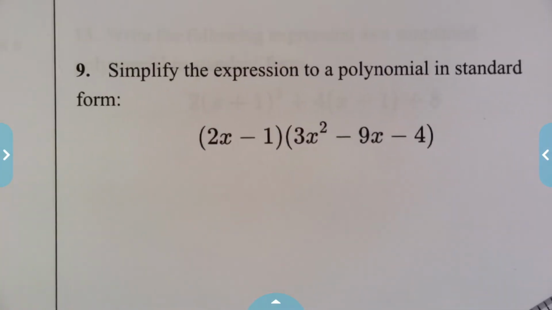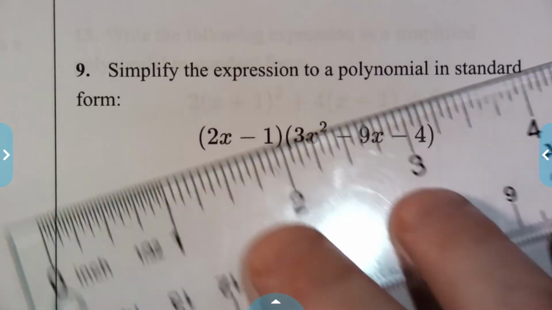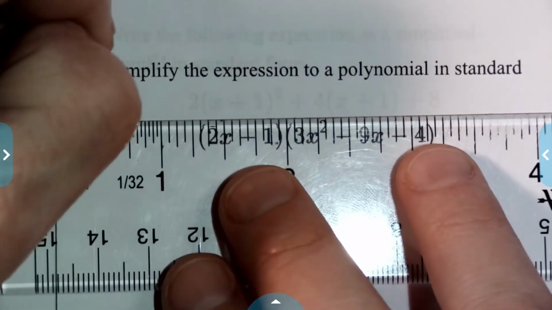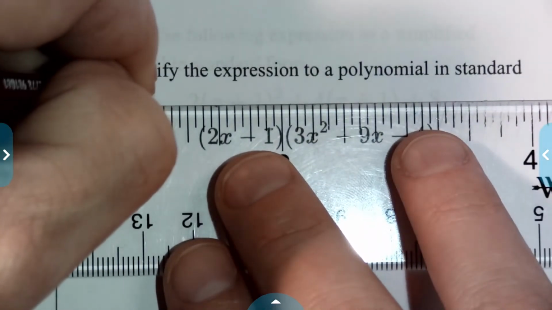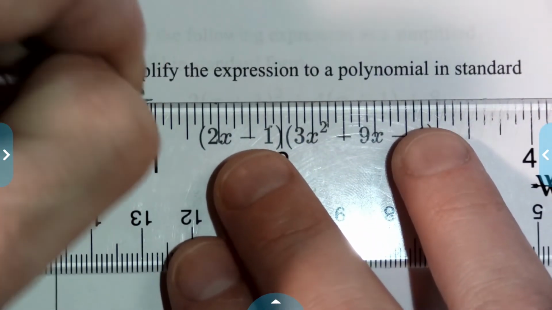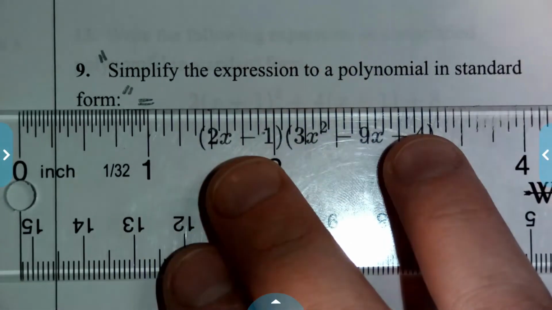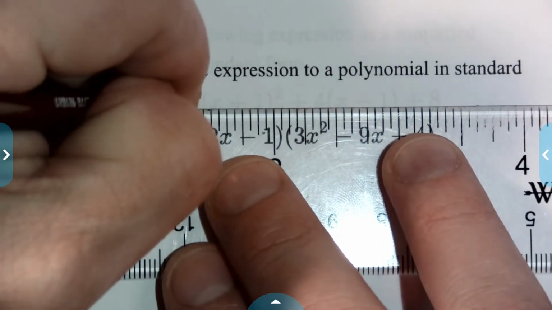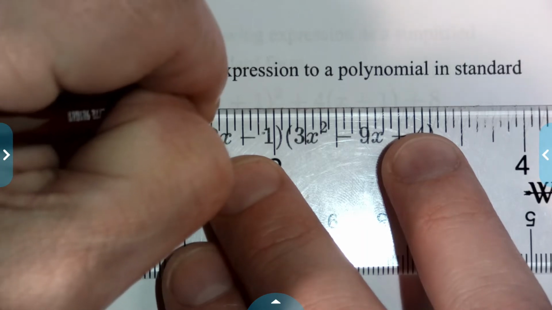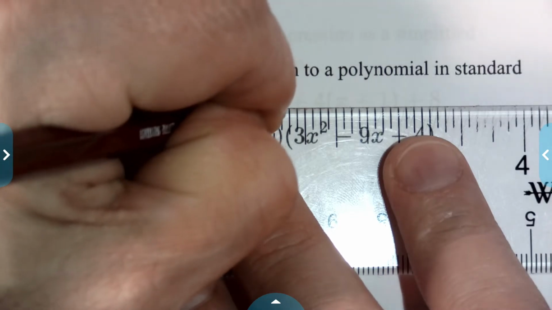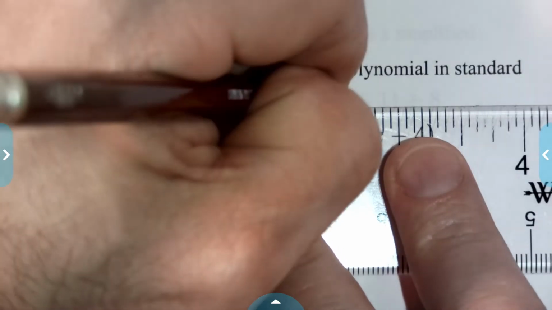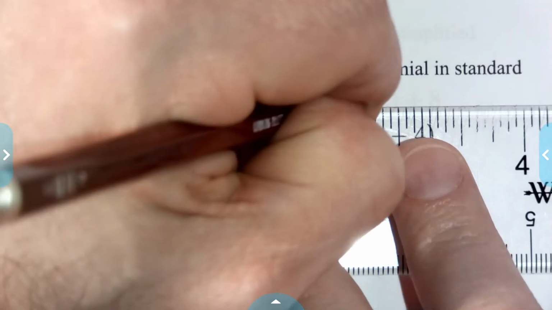Number 9. Simplify the expression to a polynomial in standard form. All right, all it's asking you to do is, let's rewrite this in normal language. Here's the translation. Very equivalent to just multiply the binomial by the trinomial.